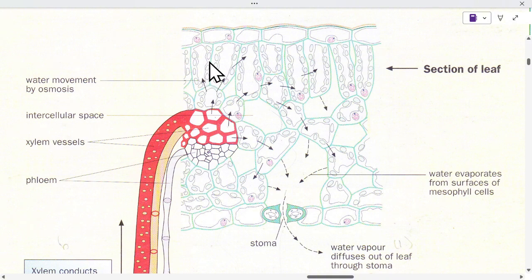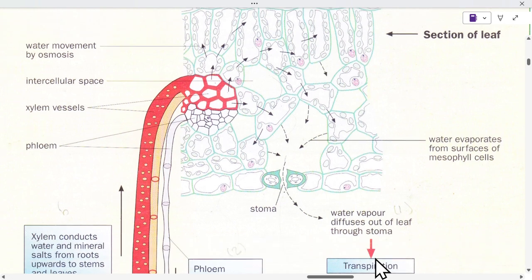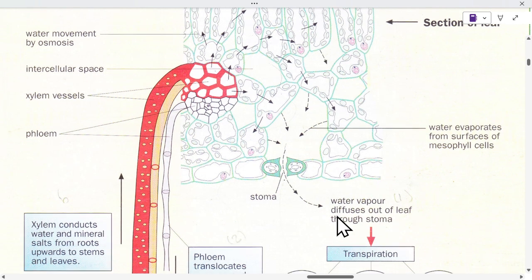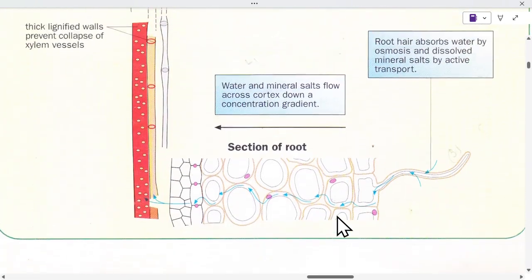Just to revise, the leaf is made up of the upper epidermis cell, under it palisade cells, which have a number of chloroplasts for photosynthesis. Then we have spongy mesophyll cells with air spaces in between. Then we have the lower epidermis cell with the stomata and guard cells from where the water vapor diffuses out of the leaf.